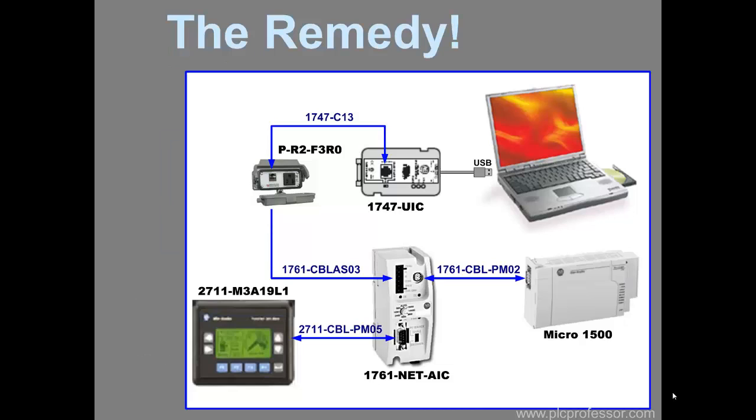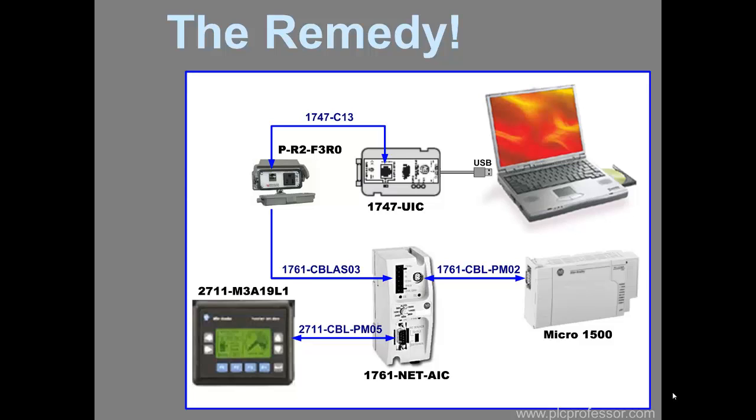Okay, here's the remedy. There's your laptop. It's got a USB port, no COM port, no RS-232 port, or the RS-232 is busy doing something else. Either way, you need USB. So you can use a 1747-UIC and then a 1747-C13. And I show it plugged into the front of a Grace port interface on the door of the panel. Really, that C13 is using the Grace port as an interface to the 1761-CBL-AS03, which plugs into the NET-AIC module.